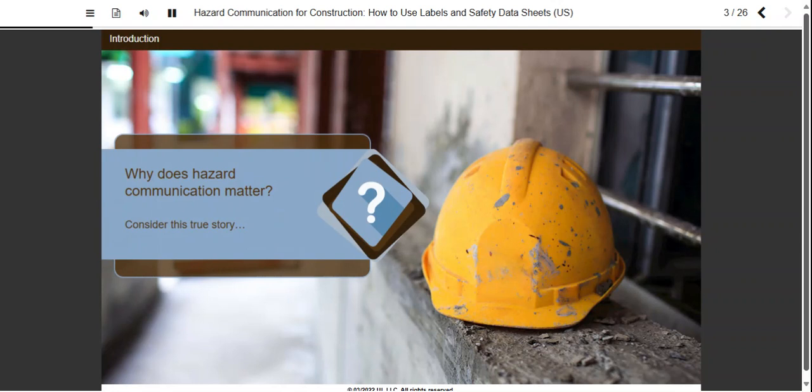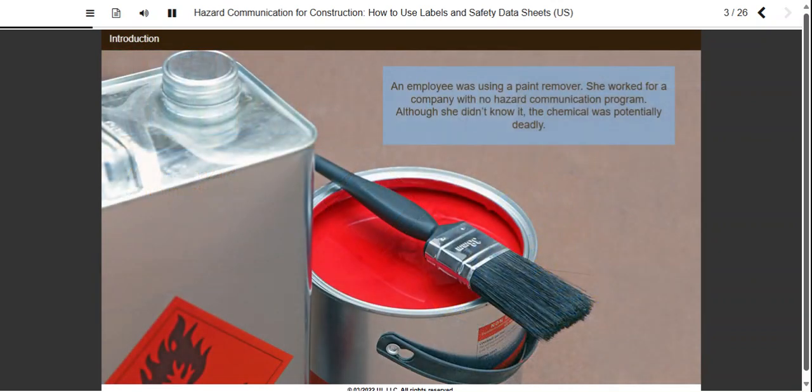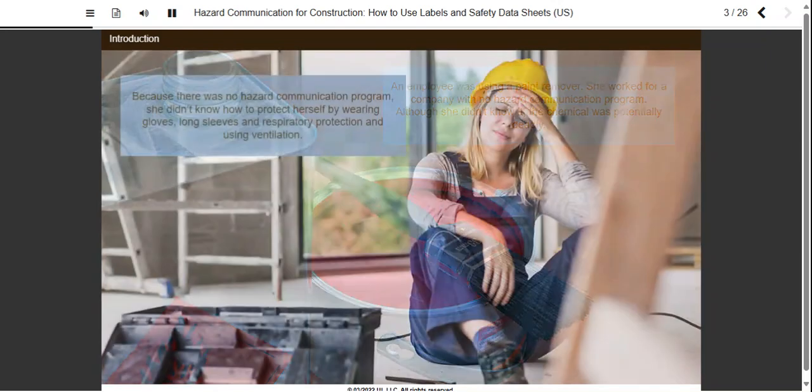The best way to explain is by telling you a true story. One afternoon, an employee was using paint remover in a small space. Although she didn't know it, the paint remover she was using was a hazardous chemical. Her company did not have a hazard communication program, so her company hadn't told her about the potentially dangerous health hazards of the paint remover.